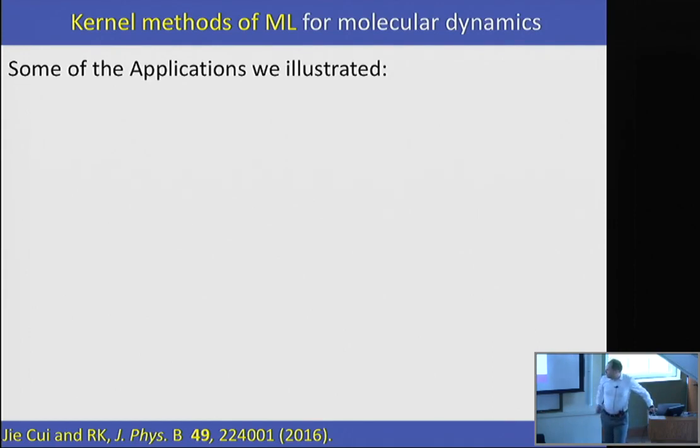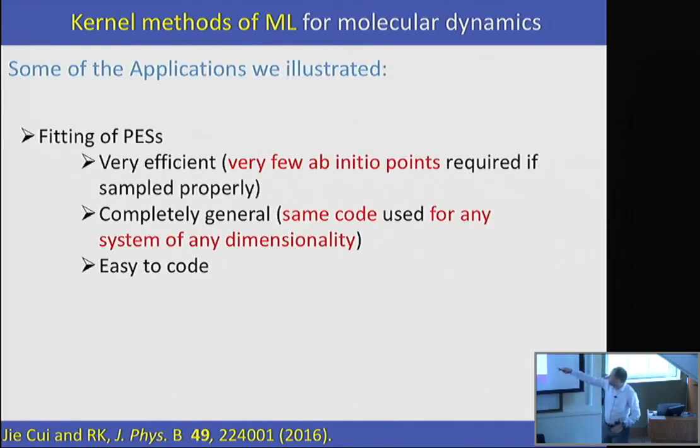So we've been looking at this for about 3 years now, and we've written a bunch of papers. One of the first ones we looked at is fitting potential surfaces themselves. This is the most straightforward application of machine learning, and neural networks had been used for that again by a number of people.